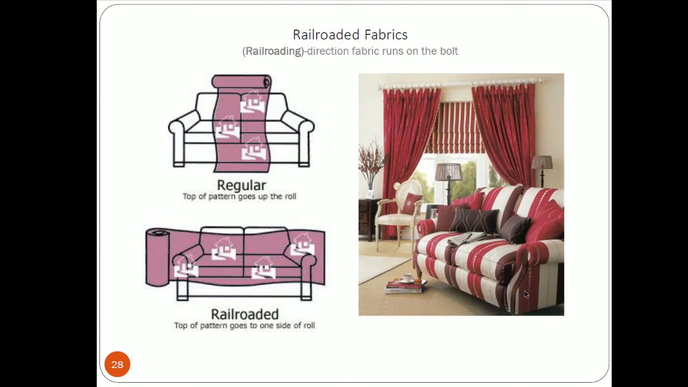Regular versus railroaded fabrics. So here's taking a look at our bolt again. So a normal pattern runs up the bolt. Okay, runs up the bolt. So if there's a stripe, it's running up the bolt. A railroaded fabric runs like little tracks, railroad tracks, runs horizontal on there. So in this example, if this is like a regular stripe, like for drapery treatments, it runs up the bolt. But for upholstery, it's easier to upholster if it's railroaded. So this fabric, I imagine, is railroaded.